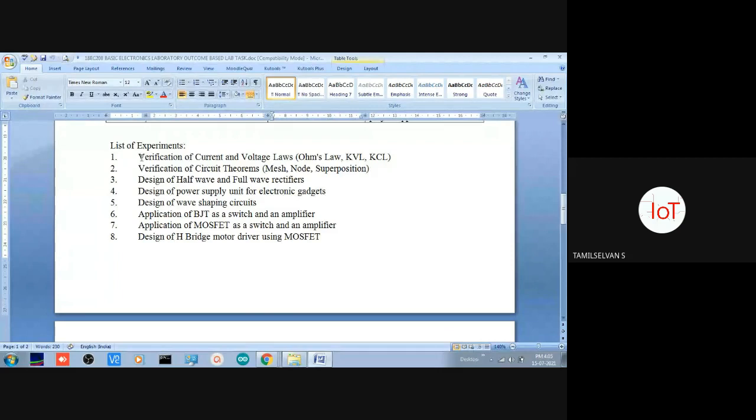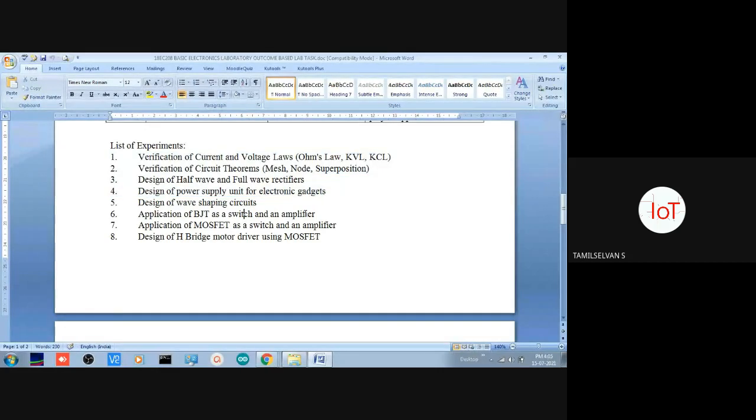First of all, you will start with current and voltage law. Whatever theory you have studied, you can do it in the laboratories as well. You are going to cross verify whether these theorems work in real time. That is why this list of experiments was given. The first one is current and voltage law and circuit theorem, and half wave rectifier. Then finally you will design a power supply unit for any electronics gadgets. That is your task number 1.